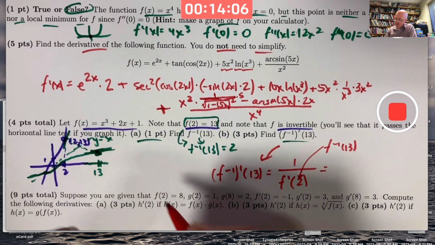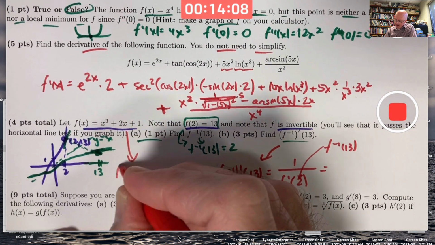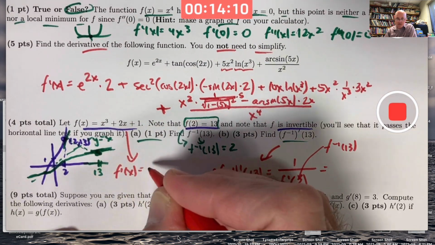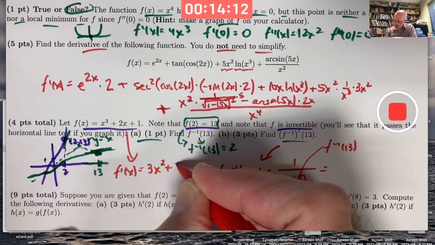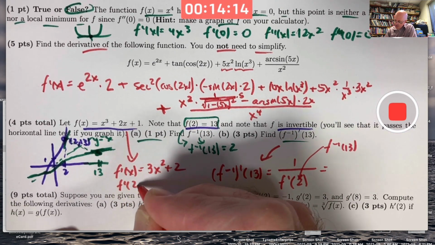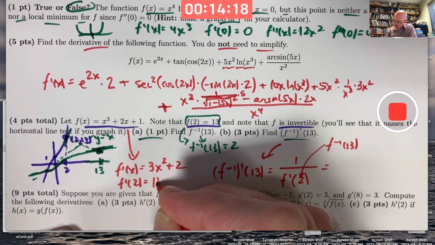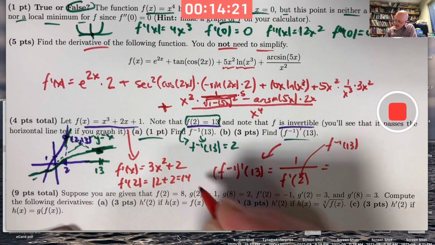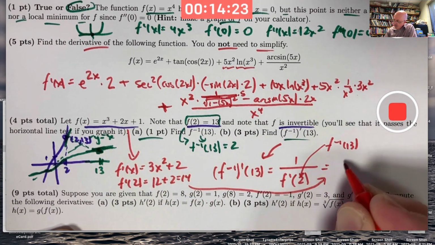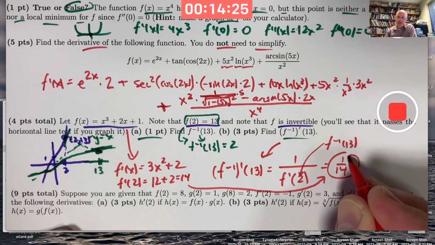So we need to find f prime of 2, but that's pretty easy. F prime of x is 3x squared plus 2. So f prime of 2 is 3 times 2 squared, which is 3 times 4 is 12, plus 2 is 14. So the final answer here is 1/14. Okay, that's the final answer.